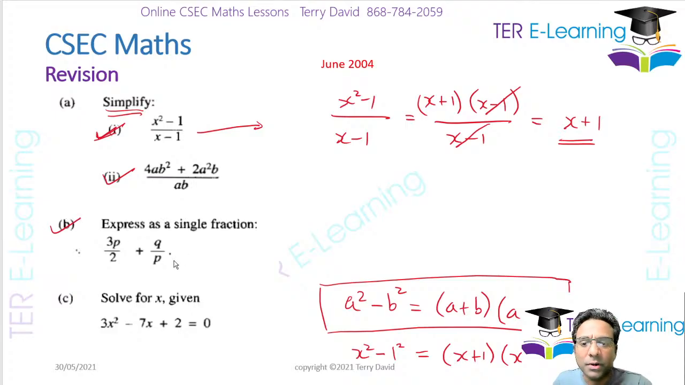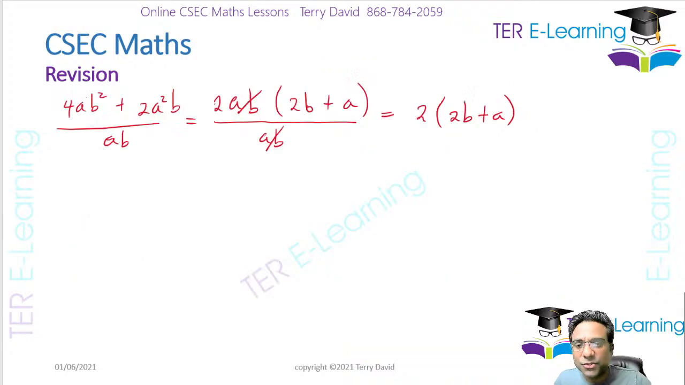The next part here now, they want us to express as a single fraction. What they are asking me to do here is to write that as one fraction. The question as it is, you are adding 3p over 2 plus q over p. So we're going to add that just like we add two fractions. So this is part B we're doing here. This is 3p over 2 plus q over p. So we're going to add these here.